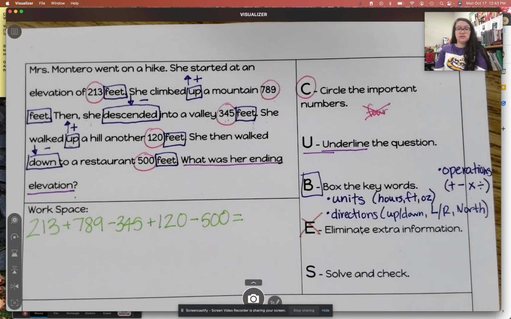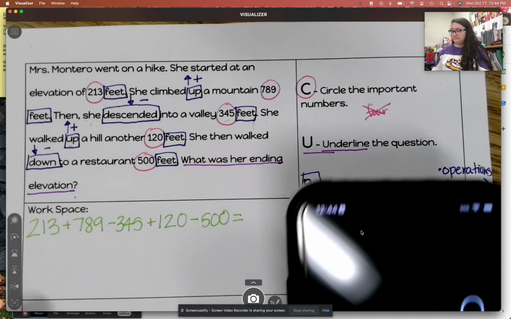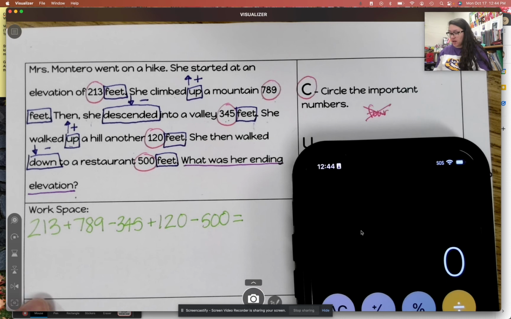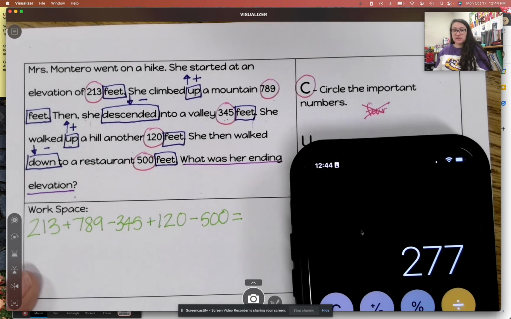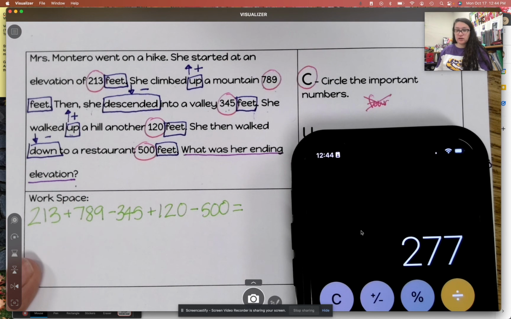If you don't have your Desmos calculator on a different tab yet, please pull that up so you can solve this problem for us. What was Mrs. Montero's ending elevation? So if I come in here and check, 213 plus 789 minus 345 plus 120 minus 500 gives us that Miss Montero's ending elevation was 277.